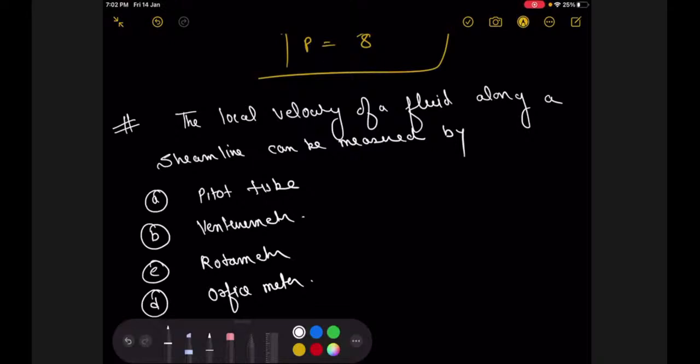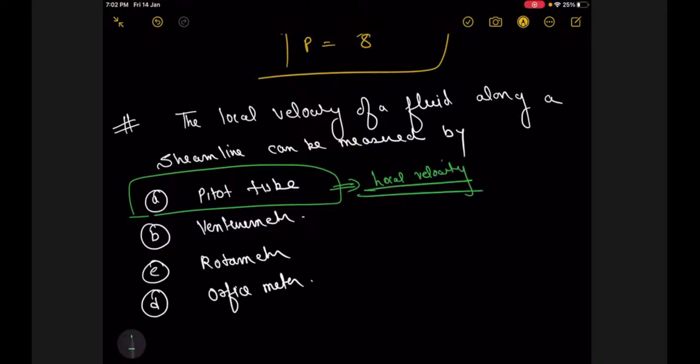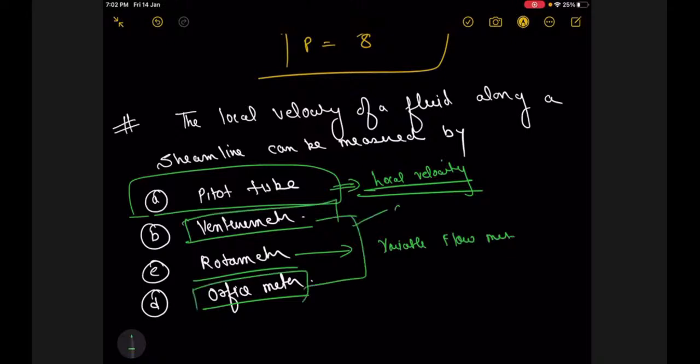So here, the pitot tube will always give you a local velocity, meaning the point where it is kept, it will give you the velocity at that point. Venturimeter, rotameter, orifice meter: rotameter is a variable area flow meter, and venturimeter and orifice meter are constant area. Some questions are asked from this point also in the examination.